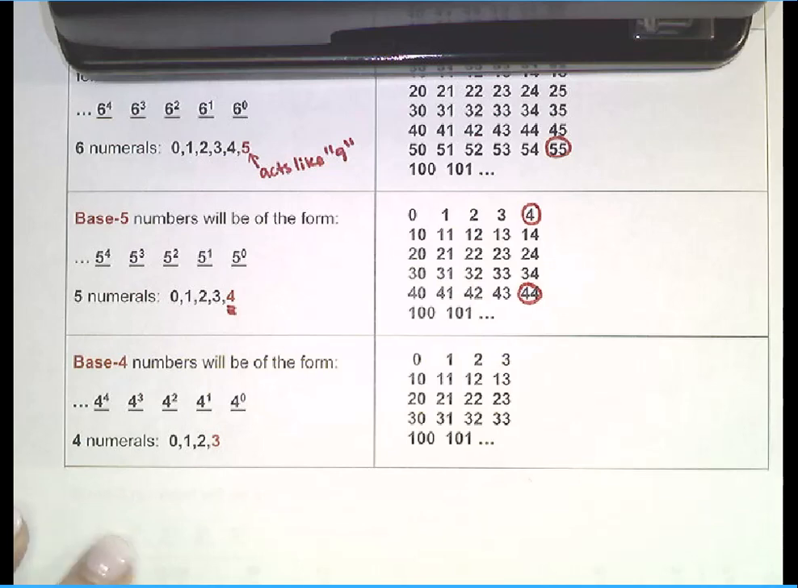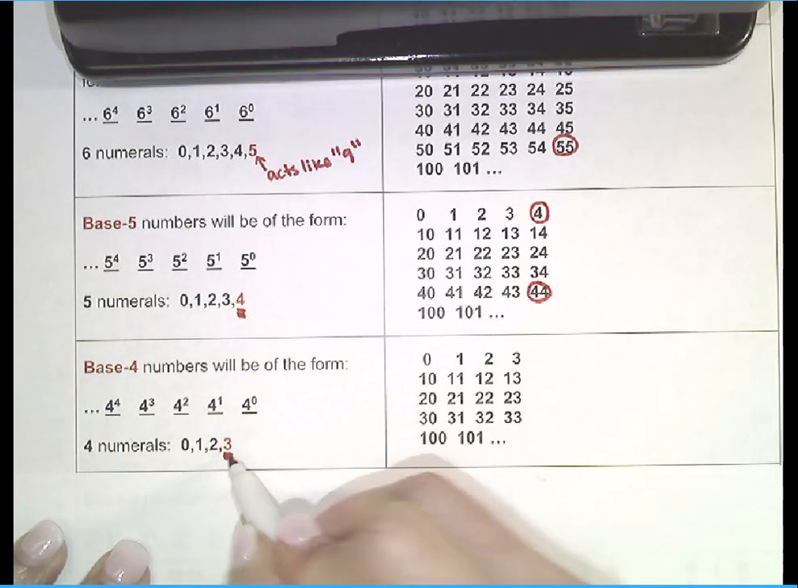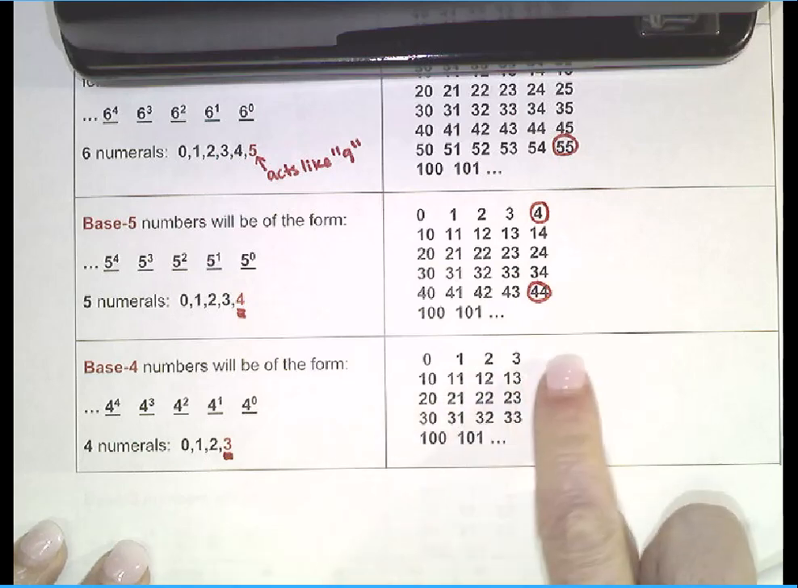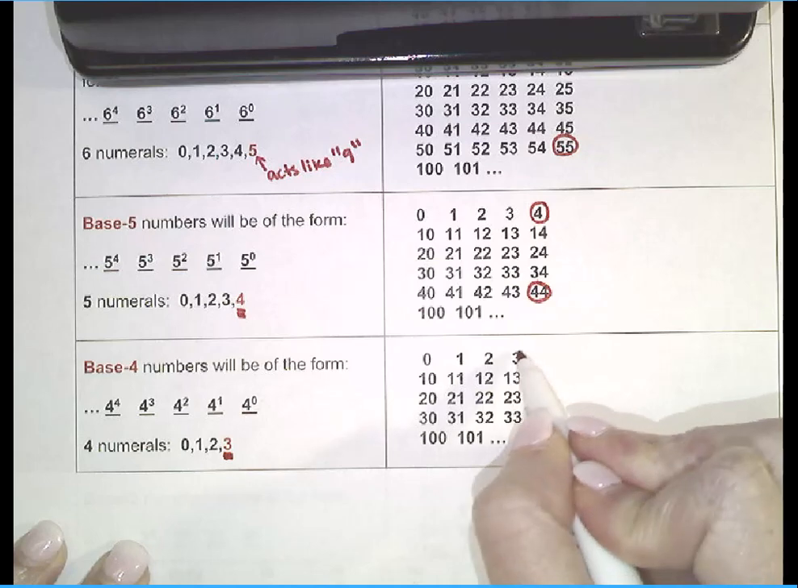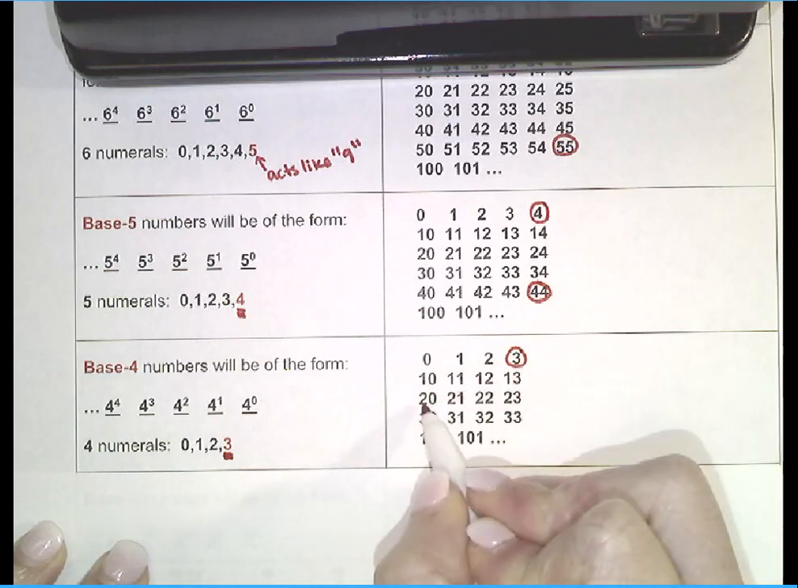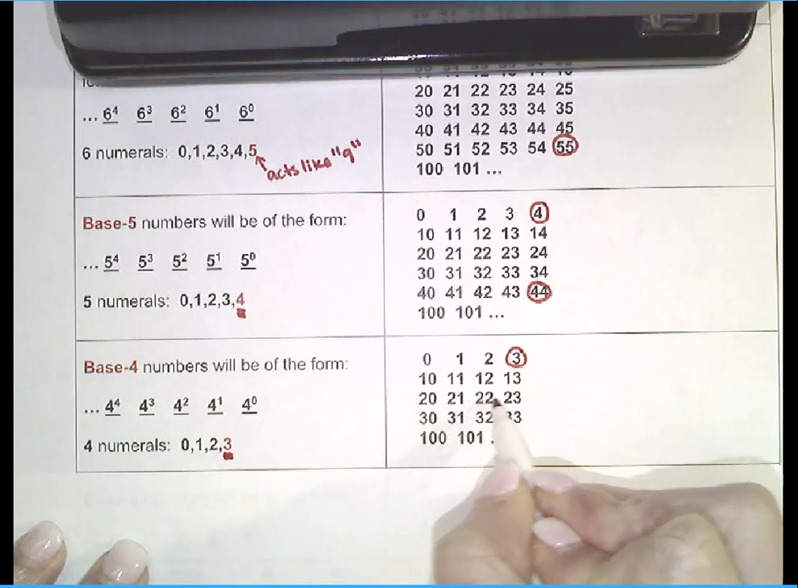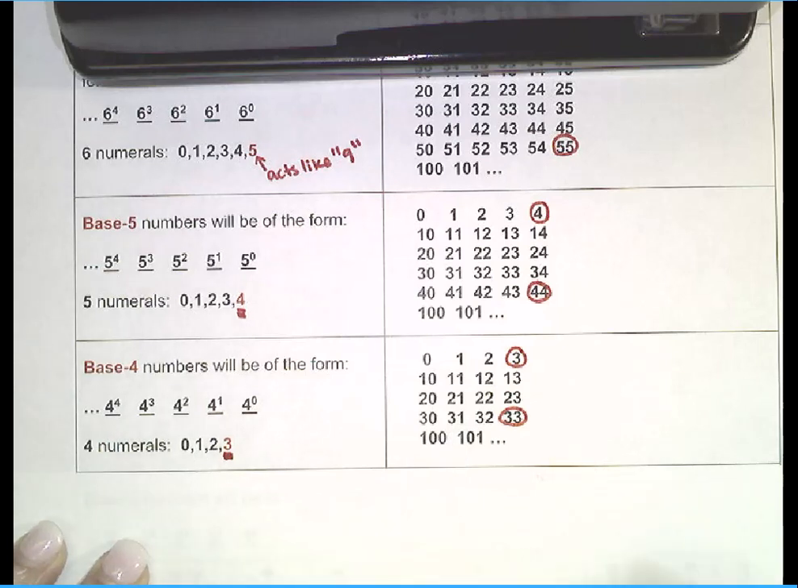Base 4. Well, now it's going to roll even faster because now our terminal digit is going to be a 3. So you can't go above 3. So see how much shorter it is? After 3, we roll to 10, 11, 12, 13. Roll again. Go through all the 2s. Roll again. Go through all the 3s. When you get to 33, that's like 99. Then you go into 3 digits. So I want you to see the pattern here.